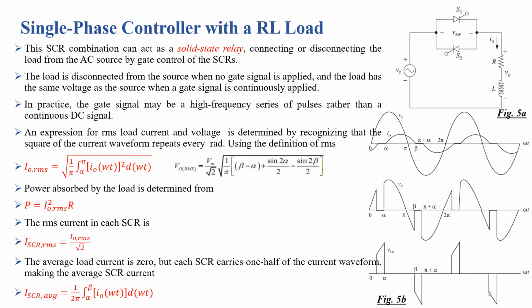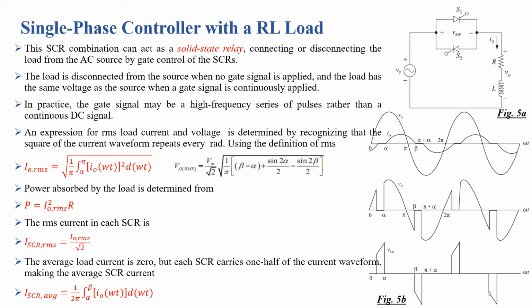So now we are computing the performance parameters for the single phase bidirectional AC voltage controller using RL load. In figure 5a, the thyristors S1 and S2 are used to connect the load to the source when we apply gate pulses on S1 and S2. If we are not applying any gate pulse on S1 and S2, we are disconnecting the load from the source. So to achieve variable V0, we always need high frequency gate pulses on S1 and S2.